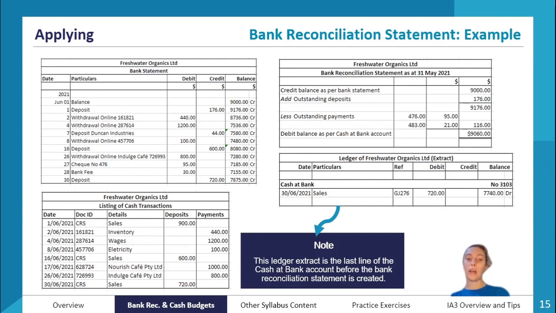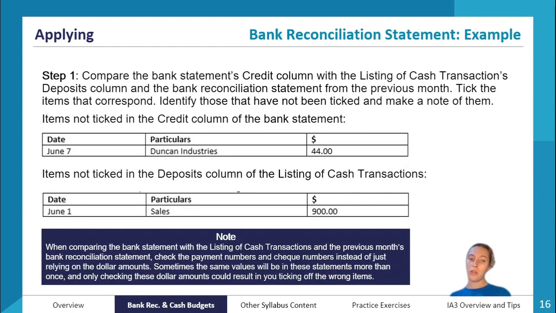So you can see how we did that comparison. We found one deposit was in the bank statement, but not in the listing of cash transactions, and vice versa as well. And we've divided those up so we can clearly see what is missing from where.